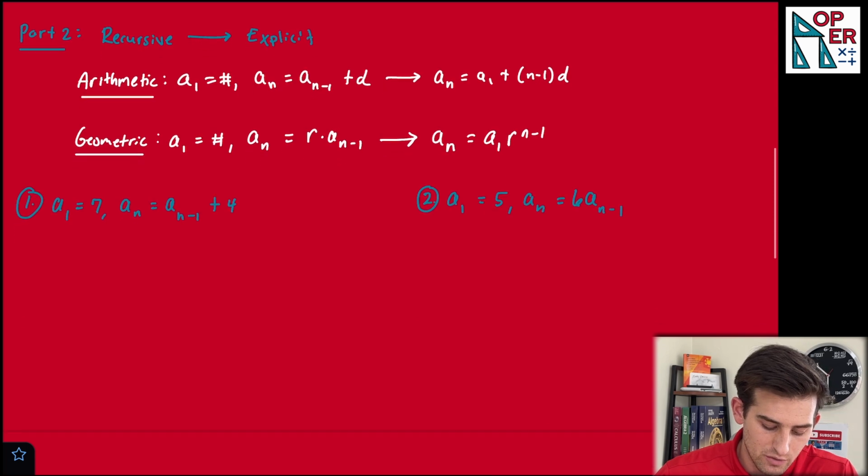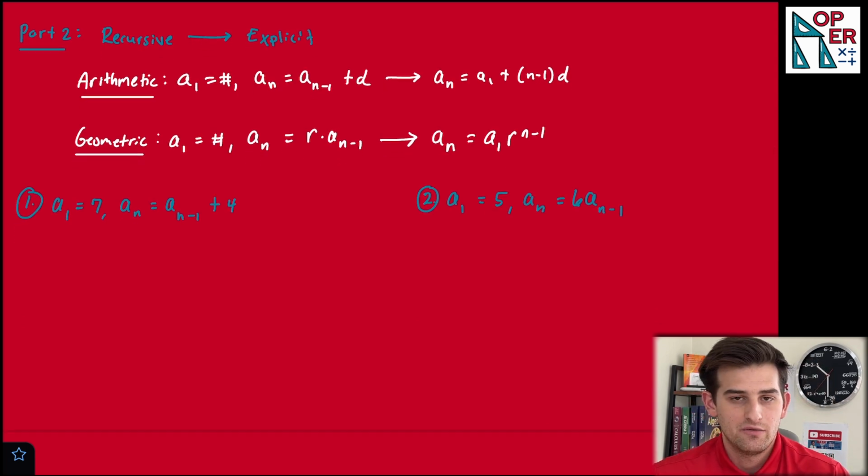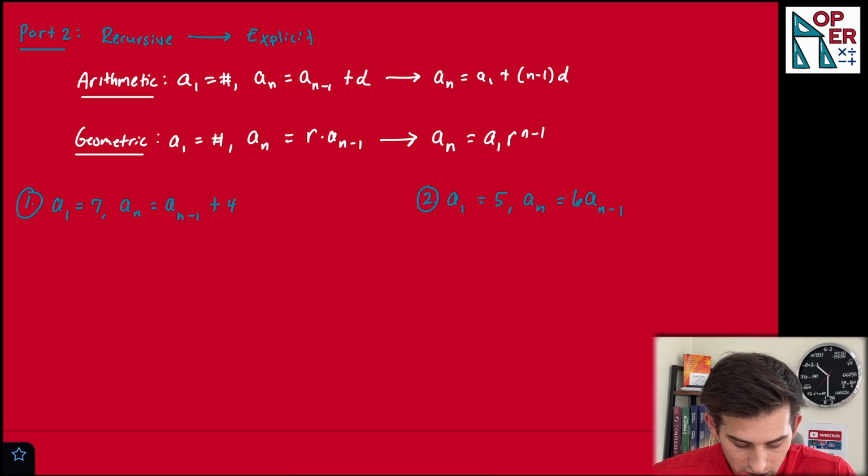Now in part 2 of this video, we're going to go the other way. So now we're given a recursive equation and we want to write it in the explicit form. We're not going to go over arithmetic and geometric again. It's the same exact two equations we just looked at, but flipped, right?